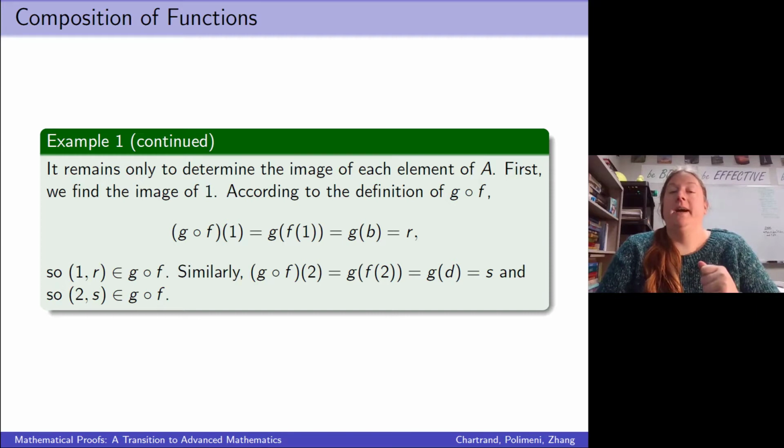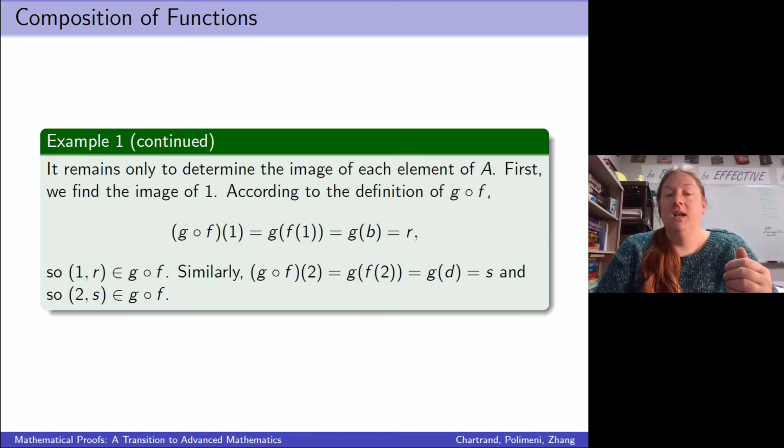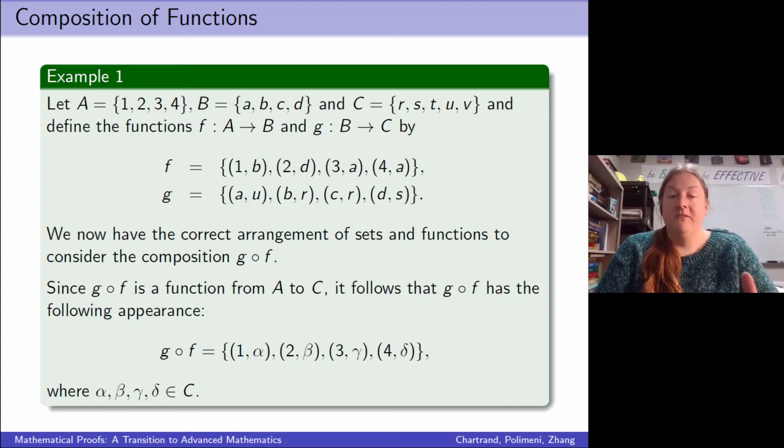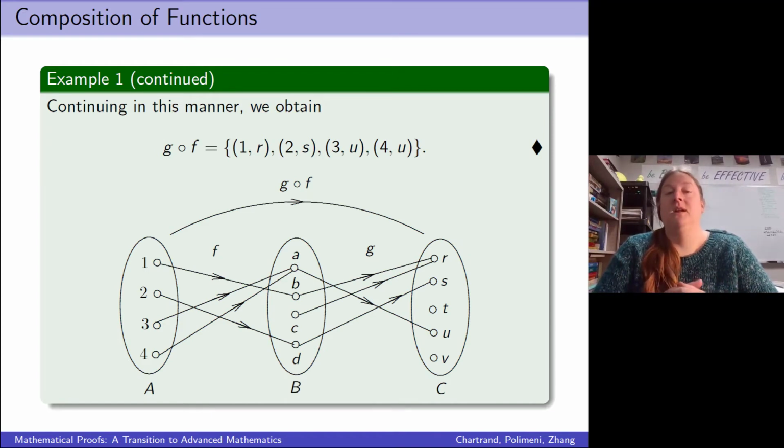So say we first look at g of f of 1. Now what we're going to do is look at f of 1, and f of 1 is b by my function f. And then I'm going to take g of b, and if I look at my function g, then b maps to r. So that means in my function composition, g of f of 1 is going to map to r. So 1r, that ordered pair, is an element of my function g of f. Similarly, I can do this for g of f of 2, finding that 2s is a part of my function composition, and I can complete the map for everything, and I can see that g of f is the set of ordered pairs 1r, 2s, 3u, and 4u.